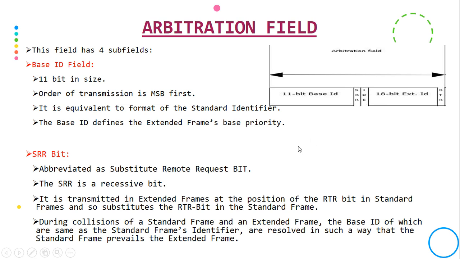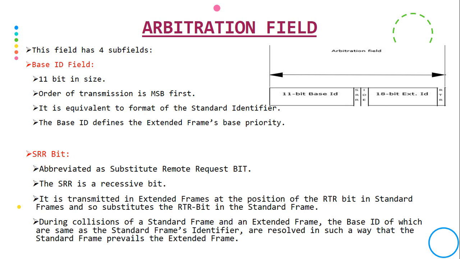Coming to the second field, it is called as SRR bit, abbreviated as substitute remote request bit. The SRR bit is a reserved bit. It is transmitted in the extended frame at the position of the RTR bit in the standard frame, and so substitutes the RTR bit in the standard frame.